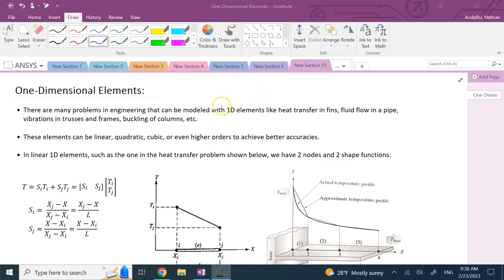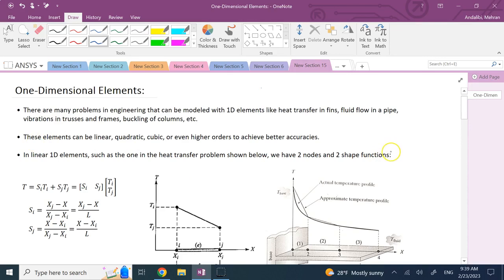So let's look at these 1D elements in a little more detail, although we have seen them in trusses and in frames and beams in my previous videos. But let's take a look at them, and this time, as the example, we are going to look at heat transfer problems, the type of problems that we have not looked at so far.